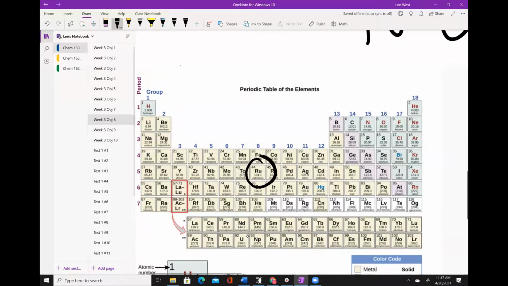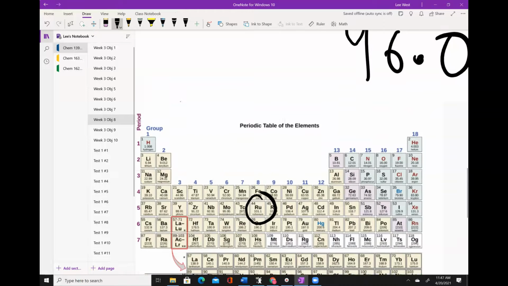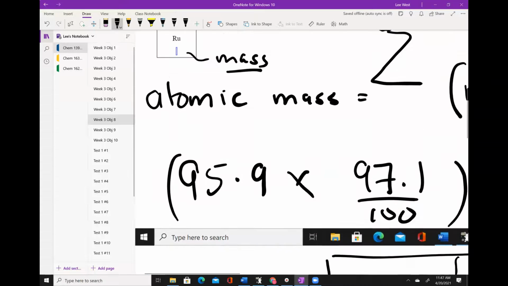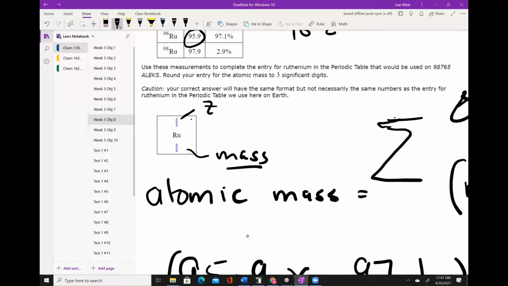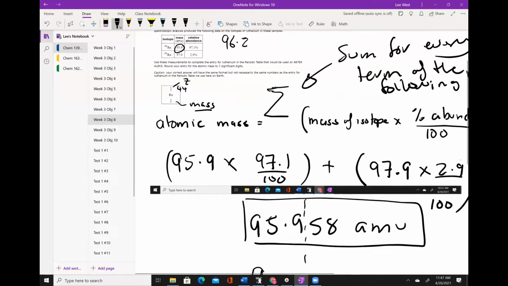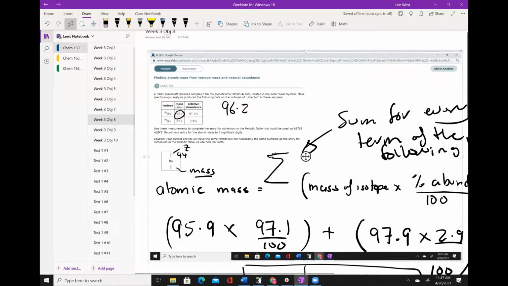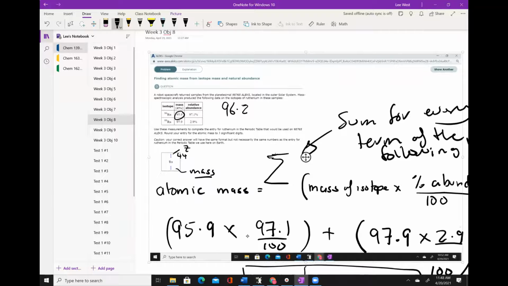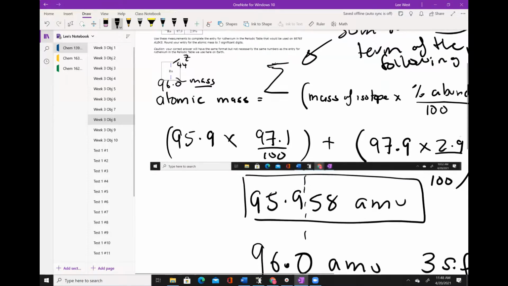There we go. Ruthenium is element number 44. Now that's not changing, so 44 goes there. But what was changing was the distribution of the isotopes, and so that's going to affect the mass. And so it's going to be 96.0.